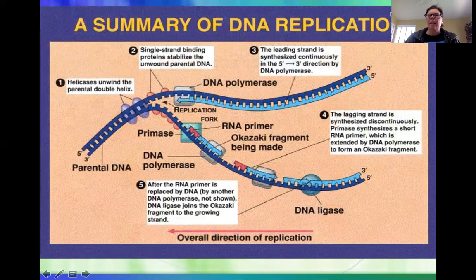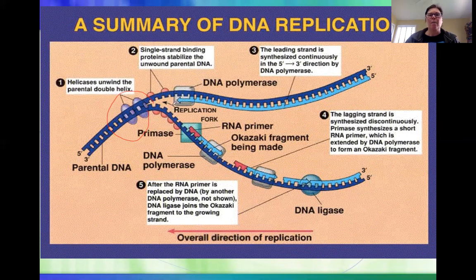Here is a summary of the DNA replication. So we are going to unzip our DNA, and as we unzip our DNA, we will do so with what's called a helicase. The helicase here will unwind the DNA, and as it unwinds it, it will also unzip. This is called the replication fork, where our DNA is unzipping. We will have single strand binding proteins that will help prevent the DNA from coming back together.